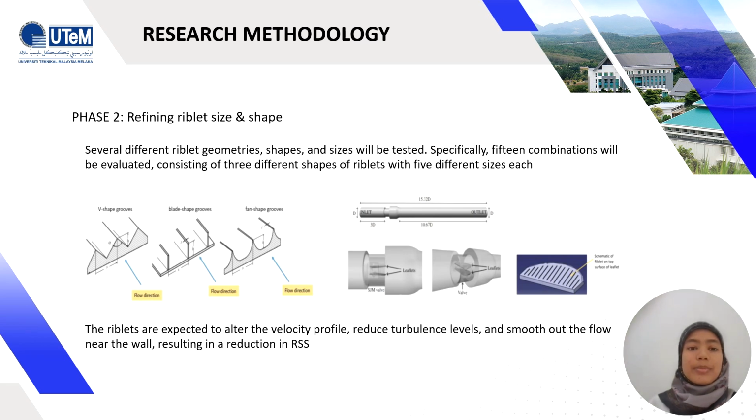In phase 2, the riblet will be applied to the surface of a mechanical heart valve leaflet. 15 different riblet configurations will be tested, which is 3 shapes with 5 different sizes each. We have blade, U-groove, and V-groove structures. Also, the riblet will be designed parallel to blood flow. CFD simulation will help identify which geometry provides the most effective reduction in shear stress while maintaining smooth flow. The outcome of this phase is to select the optimized riblet shape and size for further analysis.